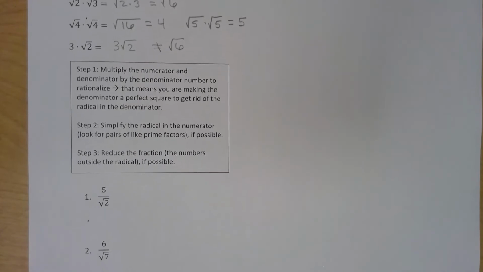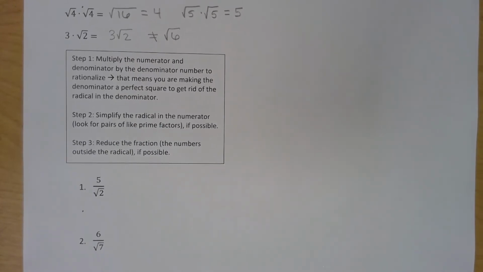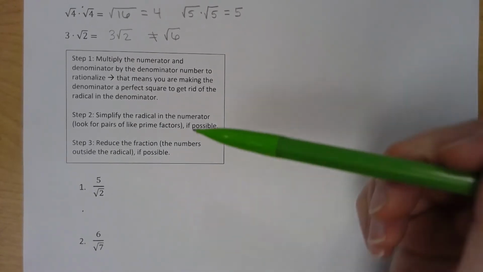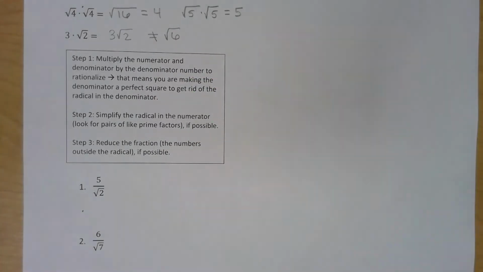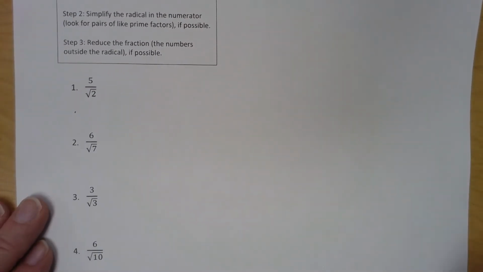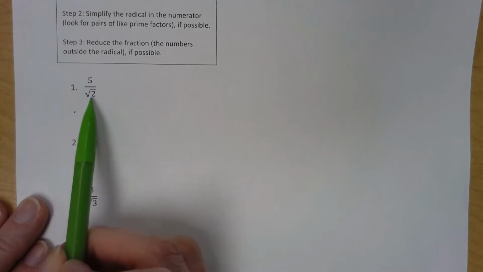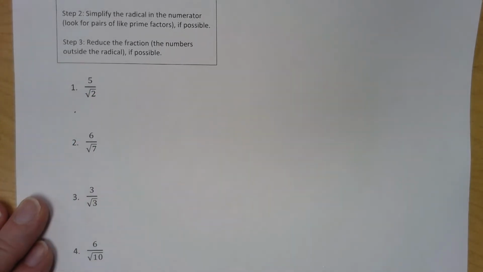So some steps in order to simplify radicals by rationalizing the denominator are listed here, and we will do those in these next examples. Let's look at example number 1. One thing with rationalizing the denominator, we must make this denominator a rational number. A rational number can be expressed as a fraction where the numerator and denominator are integers, and the denominator cannot equal 0.